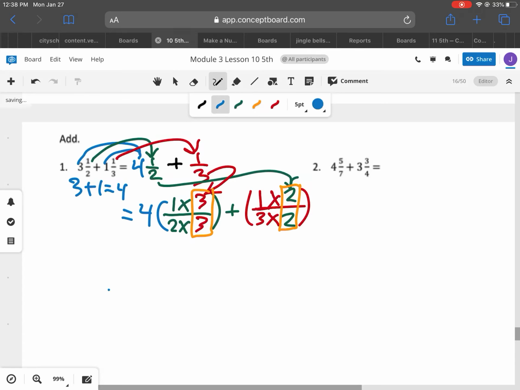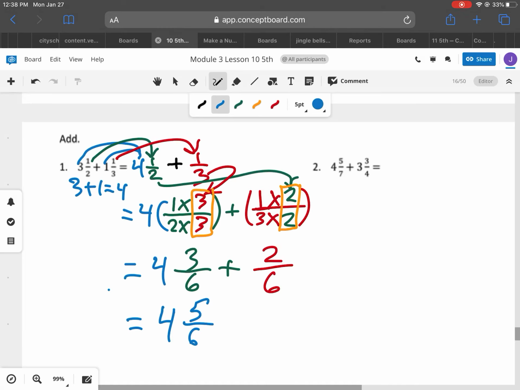All right, so that means we have 4 and 3/6. We're going to add to that our 2/6. All right, so now we put that together and we have 4 and 5/6.